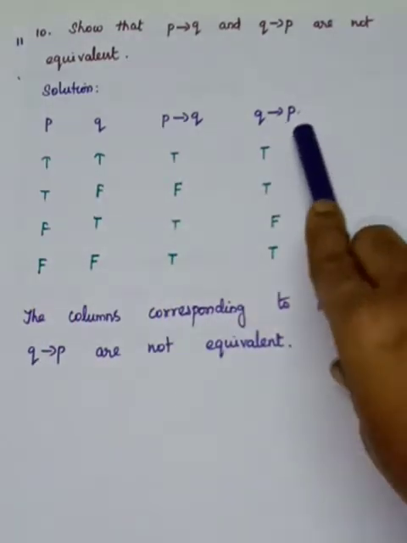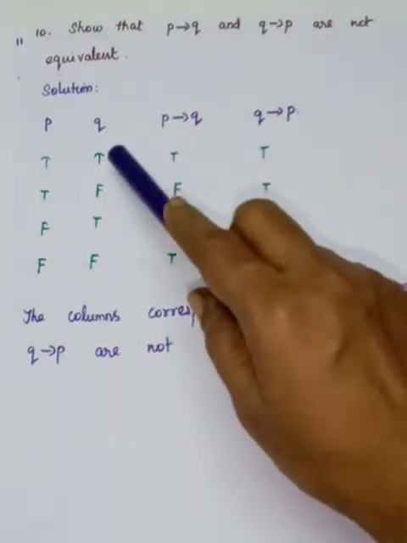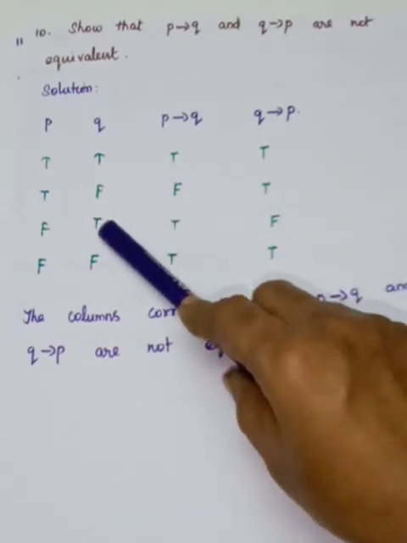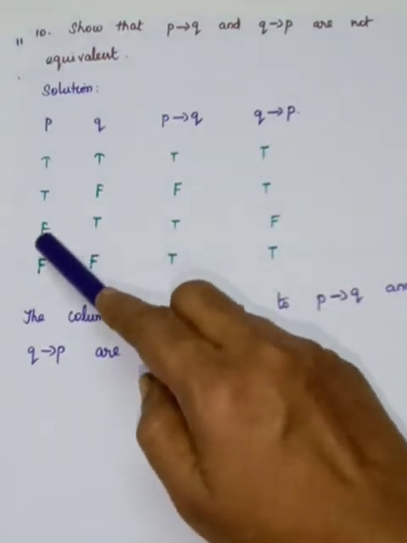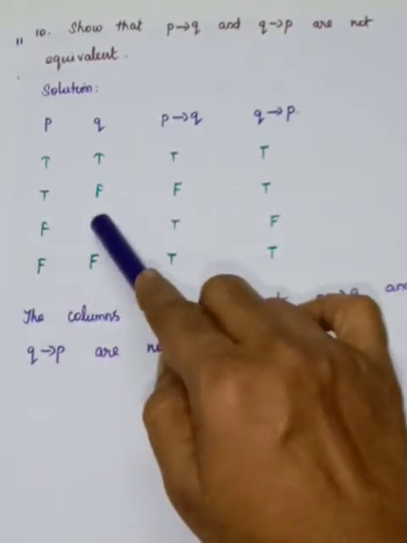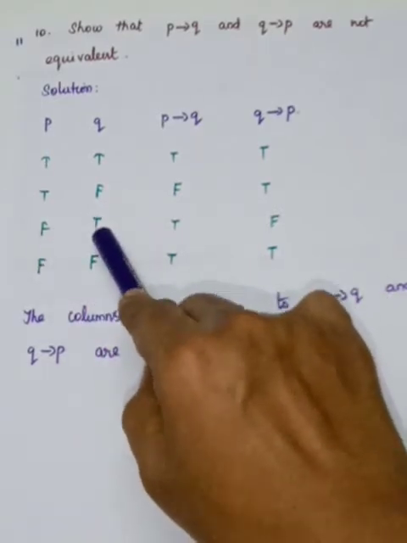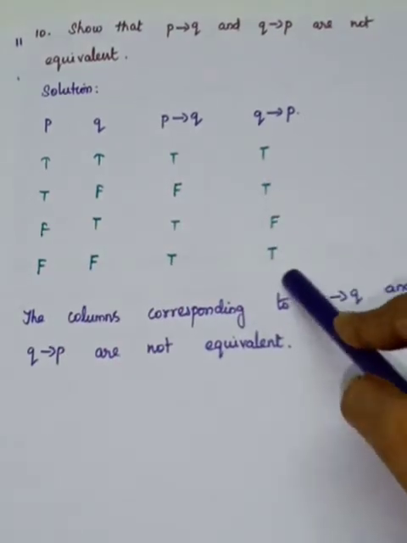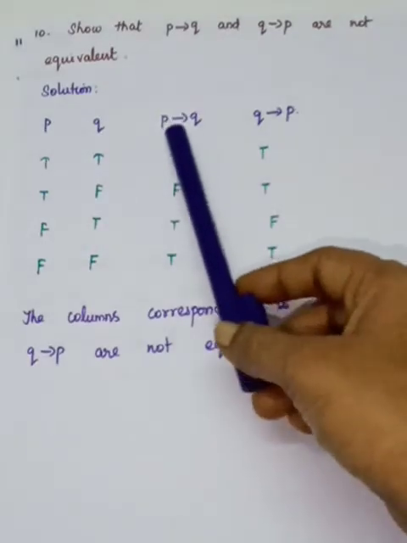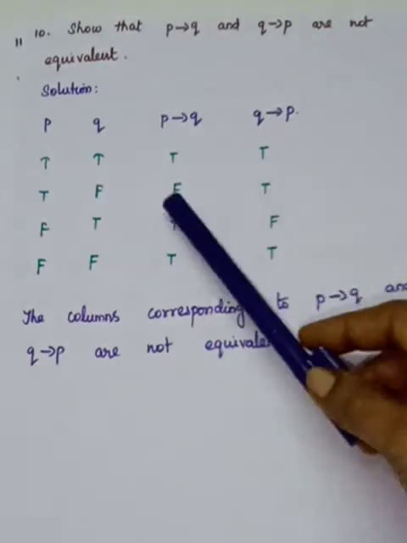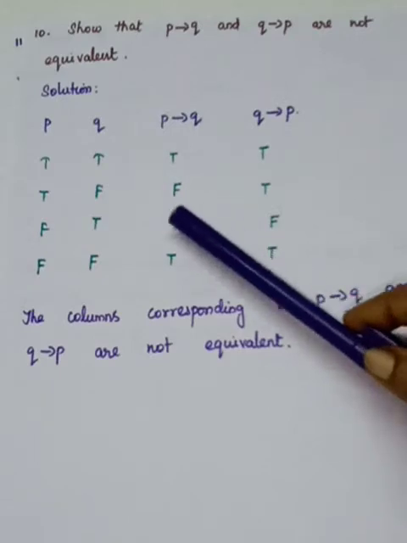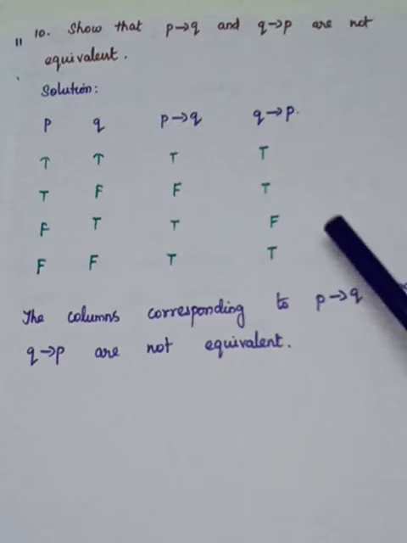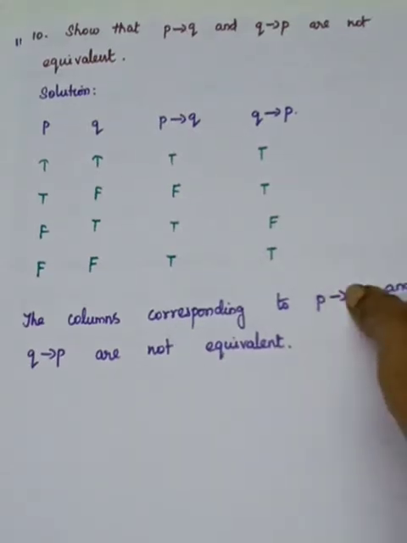Now Q implies P means first you have to take Q. In the Q column, how many are true? The first and the third row are true. And how should P be? It is false. So in the third row you will have true, false, so you have to write false; the other results are true. You look at the P implies Q and Q implies P columns. The truth values are T, F, T, T. Here T, T, F, T. They are not identical. So therefore they are not equivalent.